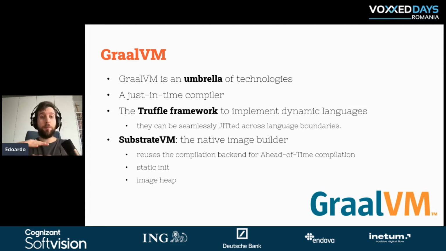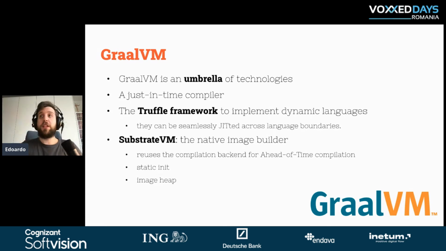There's another component you may have heard of, which is the Truffle framework, which allows you to implement dynamic languages using a very high-level API. And the thing is, because this API is common across these languages, you can actually JIT across the boundaries of these languages. Basically, you can have a Python program, a Ruby program, a Java program, and they will interoperate together, and they will seamlessly JIT across the boundaries, which is not something that you can take for granted. Usually the JIT is isolated within the language boundary.